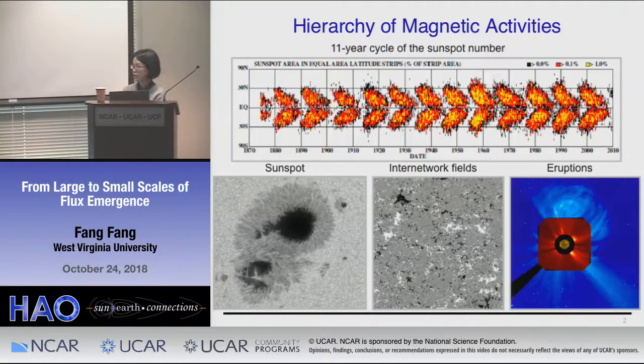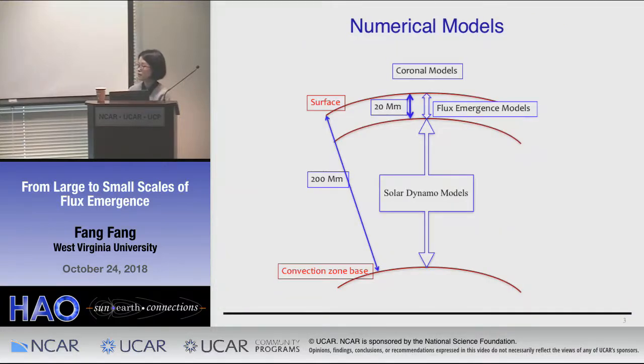In order to study all these magnetic activities of different temporal and spatial scales, there has been a lot of effort in numerical modeling. So to study the large scale solar cycle, we have the solar dynamo model, where they use the anelastic approximation. Most of the models use the anelastic approximation, assuming the sound speed goes to infinity.